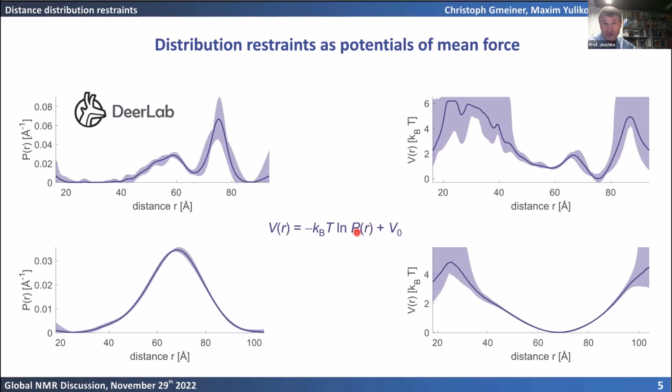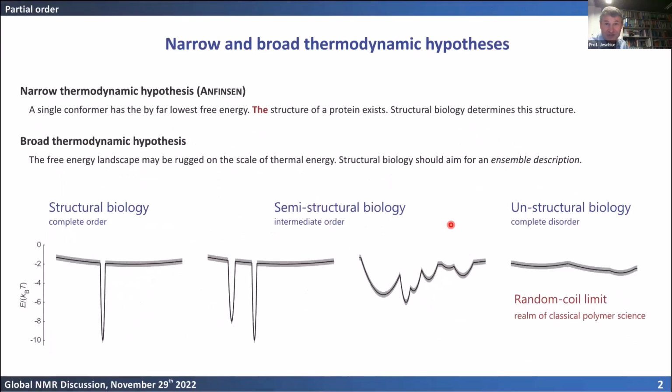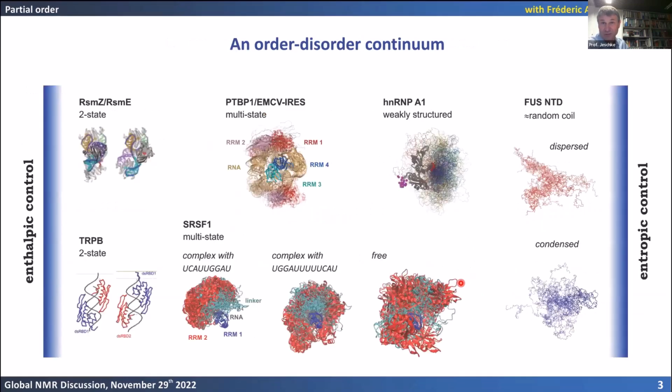This is the distance distribution. You take the logarithm of the distance distribution, multiply with minus the thermal energy, and add some minimum potential. And then you find that each distance distribution restraint gives you a projection of the energy hypersurface. And this is basically how it works, that you can characterize such a rugged energy hypersurface. If you have enough of these distance distributions, then the projections will give you enough information on this rugged energy hypersurface to make a model.